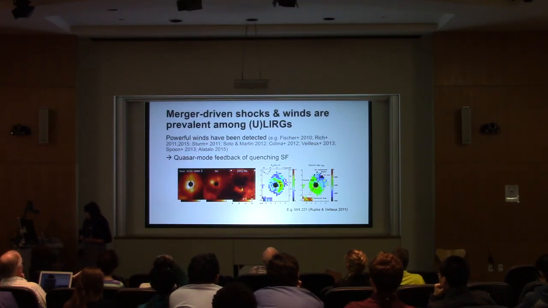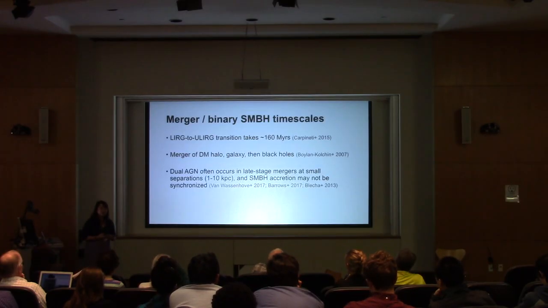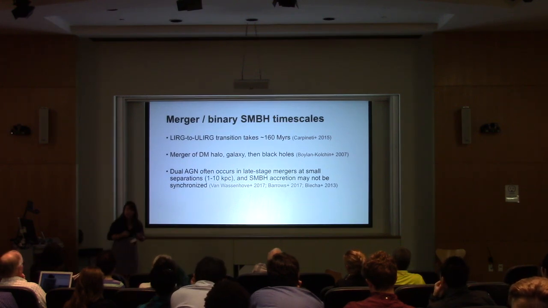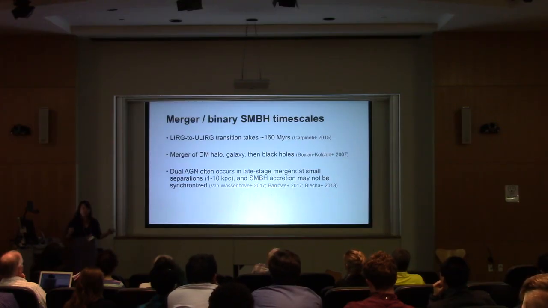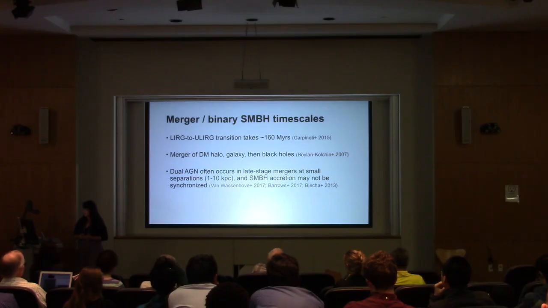So, and of course, if you follow this story, you would expect there to be stages in this galaxy system where it might feature binary supermassive black holes. If you have a black hole in each galaxy and then they merge. And so it's important then to understand the timescales of when these things actually take place.